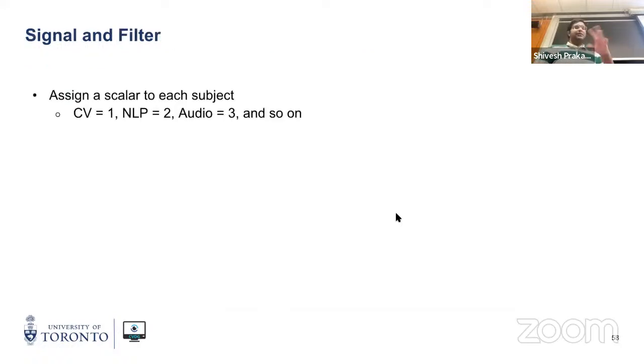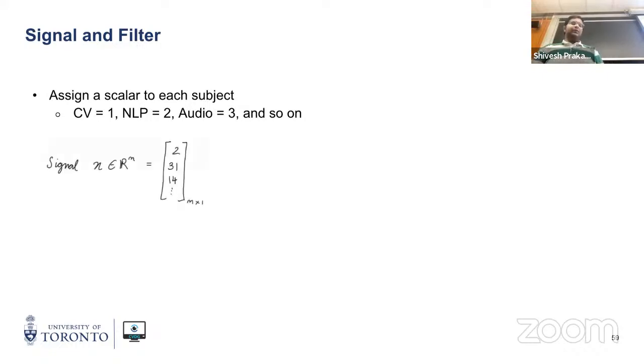Now let's just keep that aside for a bit. Now I'll talk about what we actually want to do in this layer. What we want to do is basically, you can think that let's say we assign the subjects a particular scalar. Let's say we assign CV to be 1 and LP to be 2, audio to be 3, and so on, some 40, 50 different subjects.